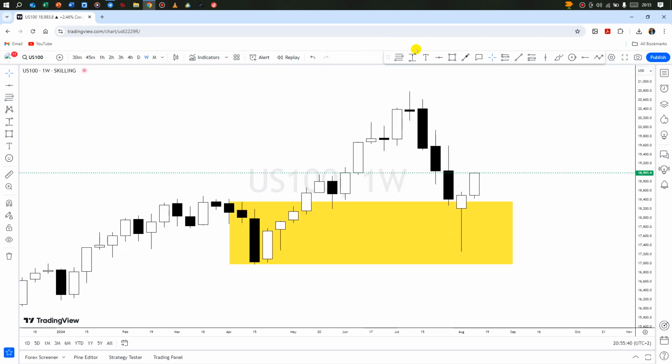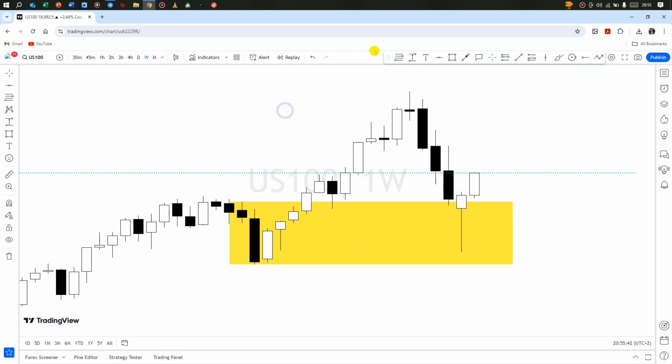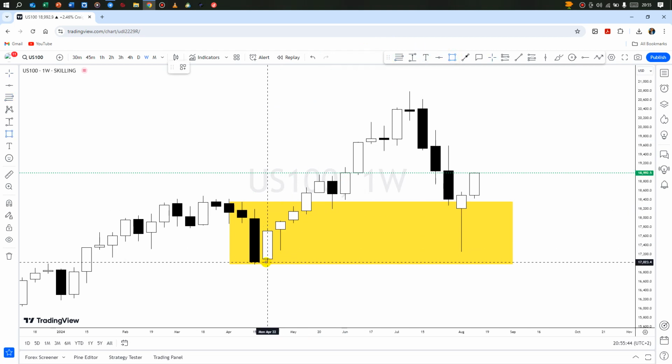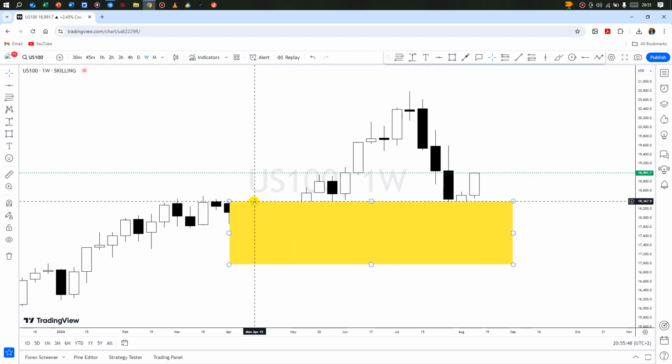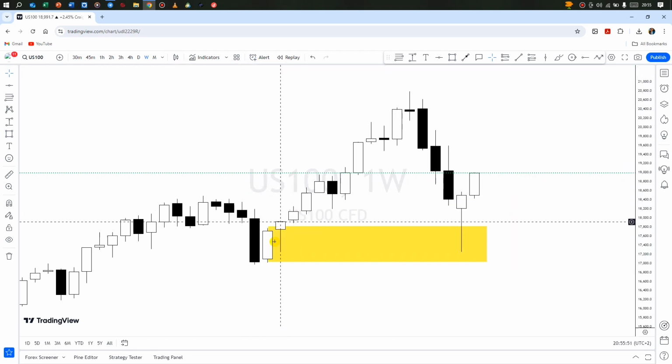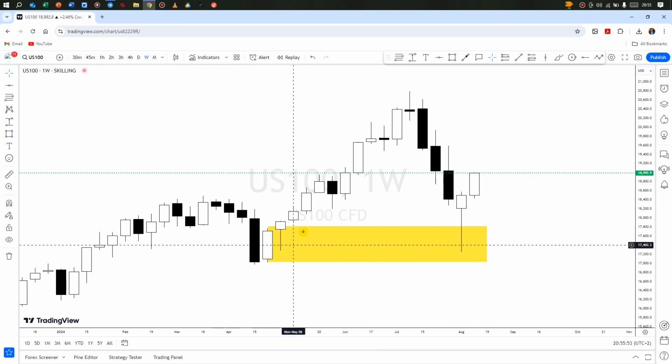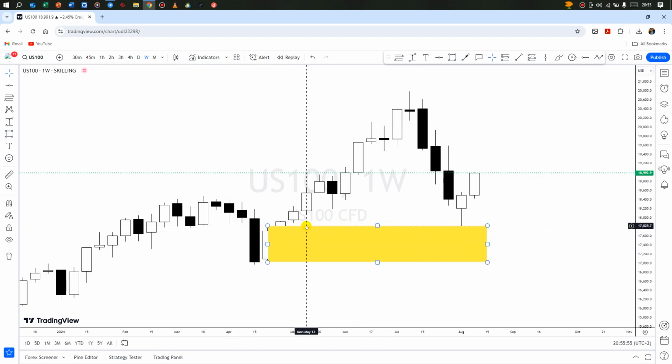as you can see on the weekly time frame, we can say that NASDAQ was rejecting from a weekly demand zone around this level here. As you can see, let me delete the monthly demand zone. It was rejecting from this weekly demand zone, which is within our monthly demand zone, right?